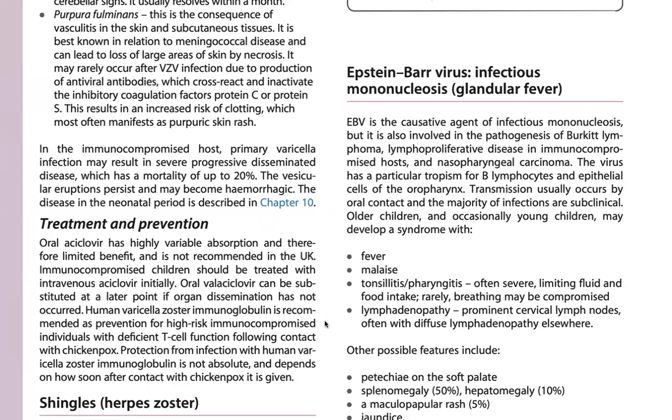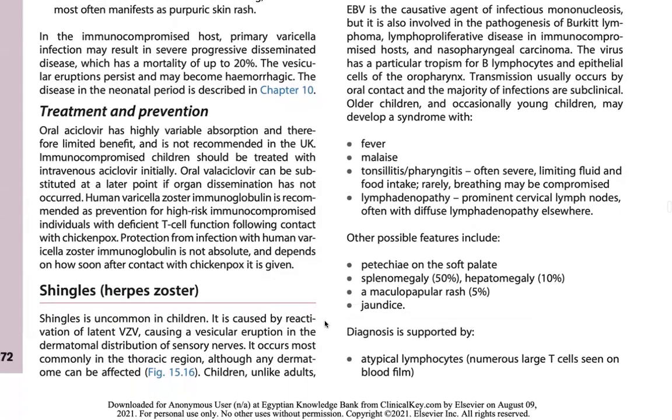Human zoster immunoglobulin is recommended as prevention in high-risk immunocompromised children who have deficient T cell function following contact with chickenpox. Protection from infection with human zoster immunoglobulin is not absolute and depends on how soon after contact with chickenpox it is given. And the next one is shingles.